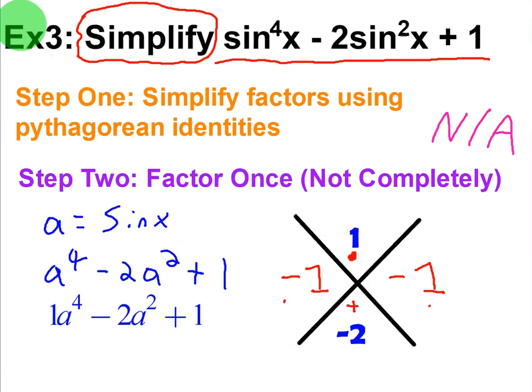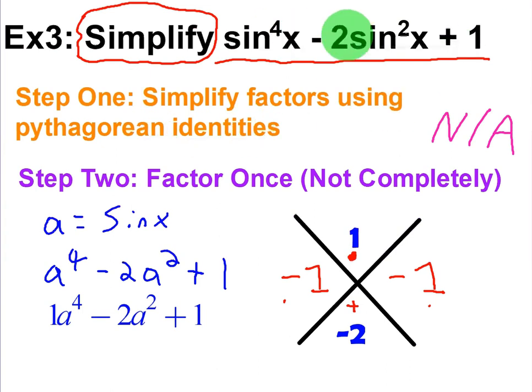Let's take a look at example 3 of simplifying trig expressions using Pythagorean identities. This is going to be one that's a little bit more advanced because we have sine to the fourth of x minus 2 sine squared of x plus 1. However, we're going to follow the same steps we were doing in the previous examples, and we're going to get the right answer. So step 1 is to simplify the factors using Pythagorean identities.